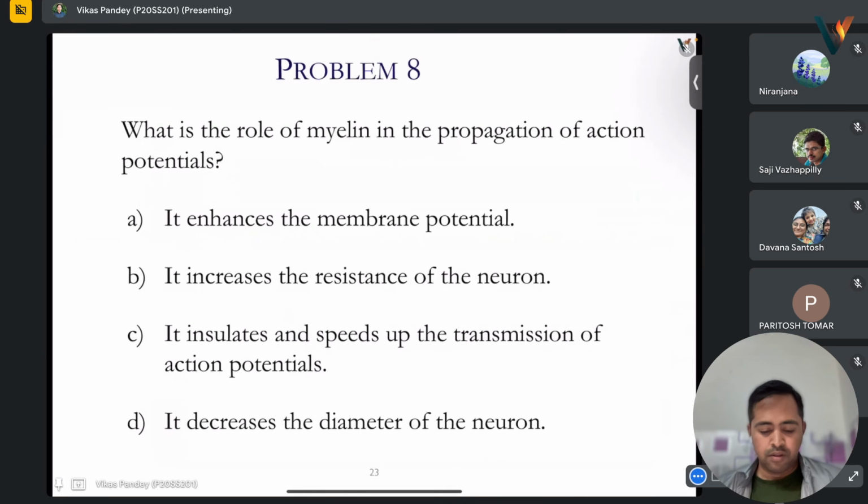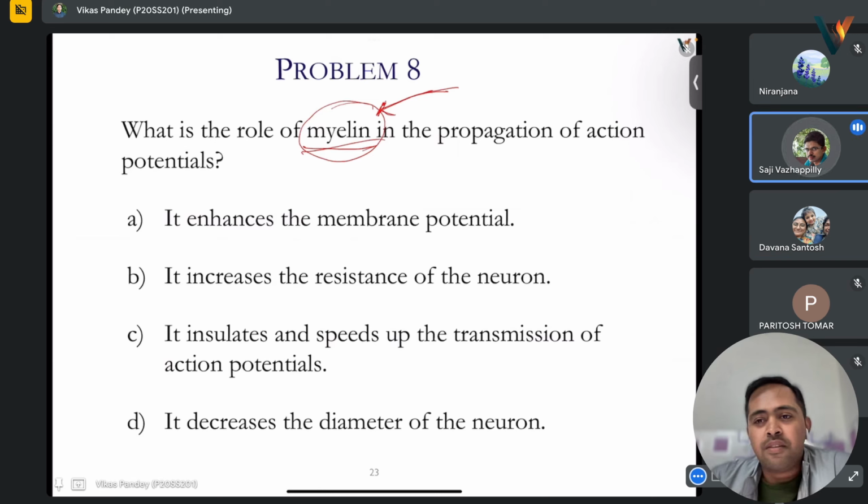What is the role of myelin in the propagation of the action potential? First, what is myelin? Anyone remembers what this is? Myelin is the housekeeping cells' work, that's what they say. It insulates, mainly insulation, and speeds up the transmission. Housekeeping is a term given by sir.